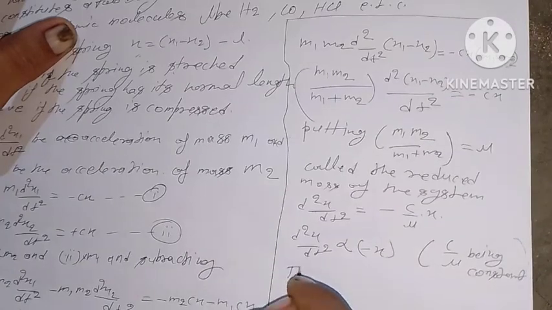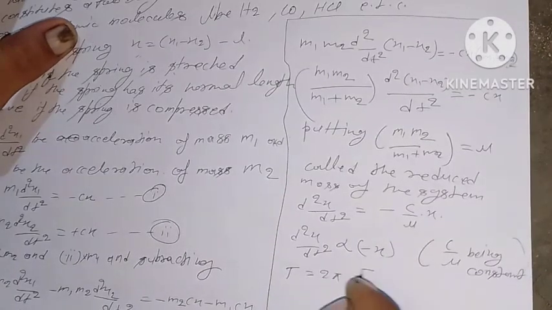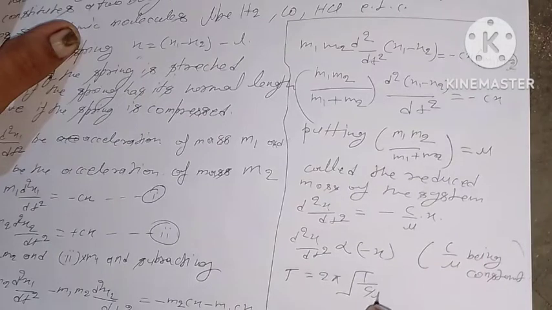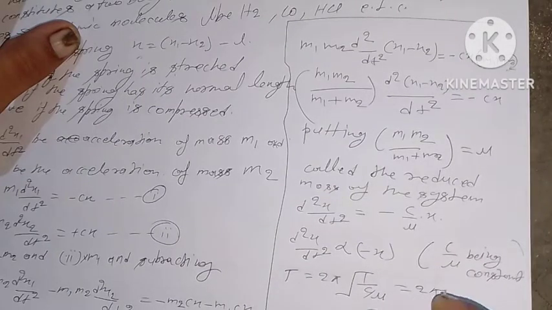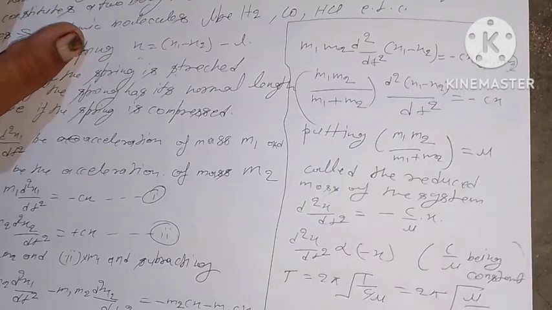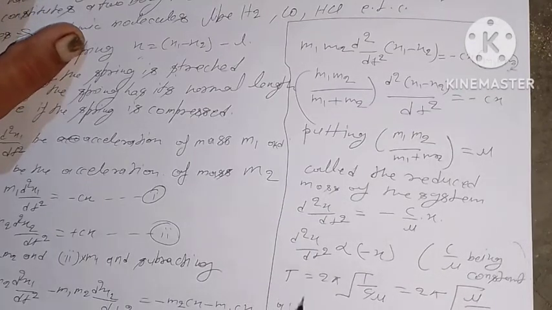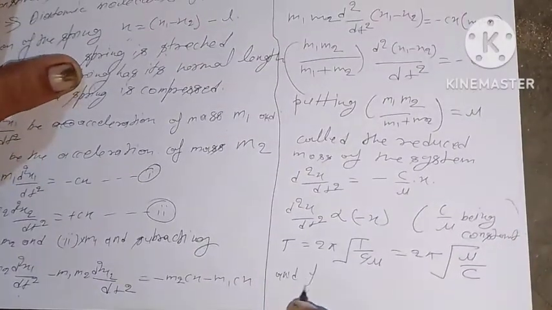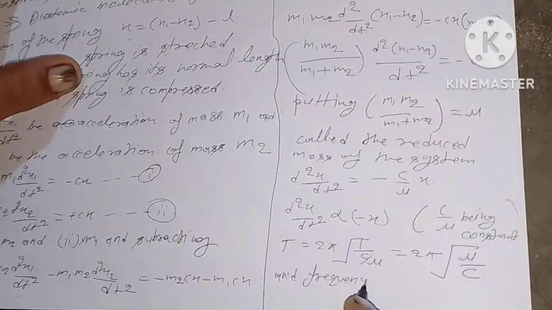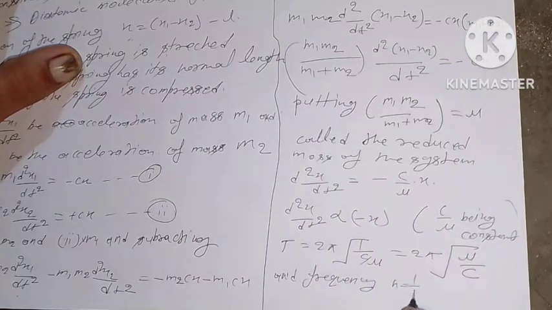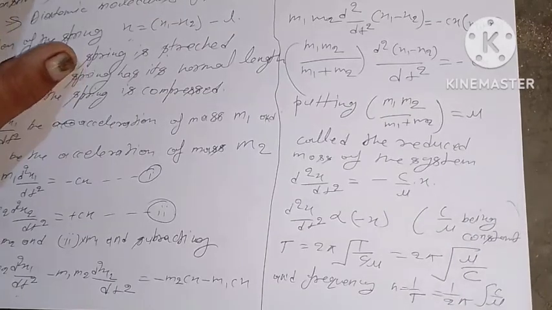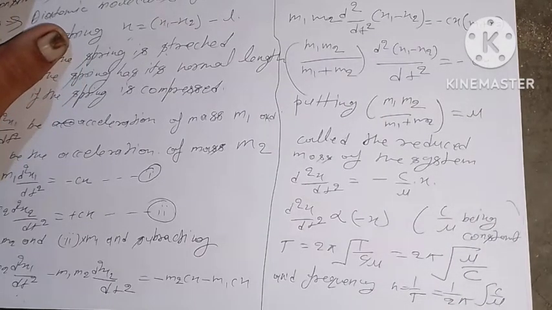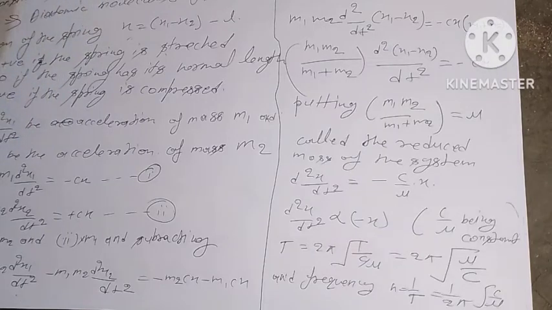The time period T equals 2 pi under root of 1 upon C/mu, that is 2 pi under root of mu upon C, and the frequency n equals 1 by T, that is 1 upon 2 pi under root of C upon mu. This gives the frequency of the oscillation. Thank you.